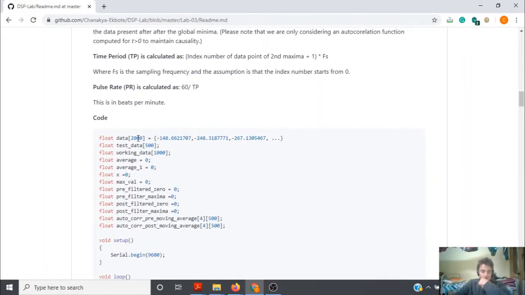So let's come to the code. Initially this is just defining the data, and this test data is just for a 500 window, and the working data is just defined again for an array that we're going to use eventually.